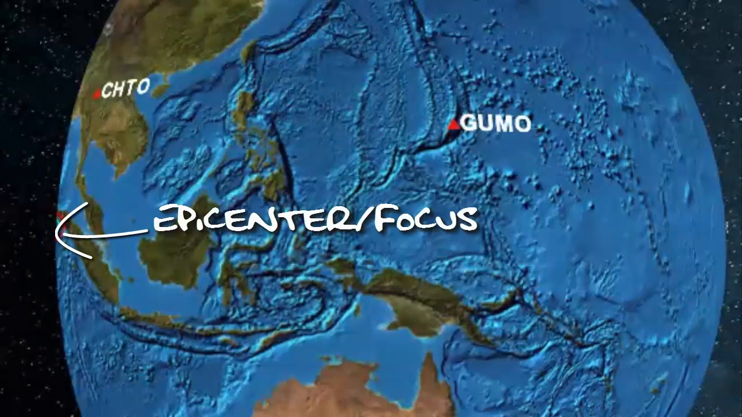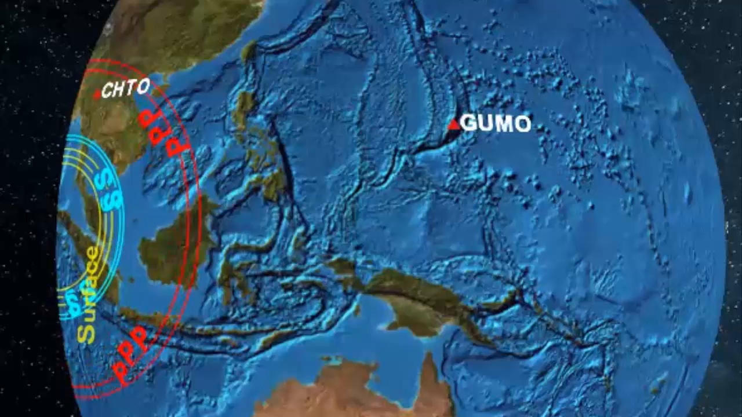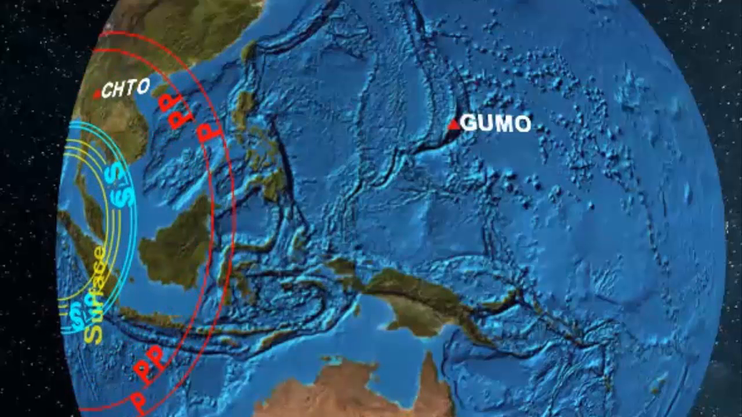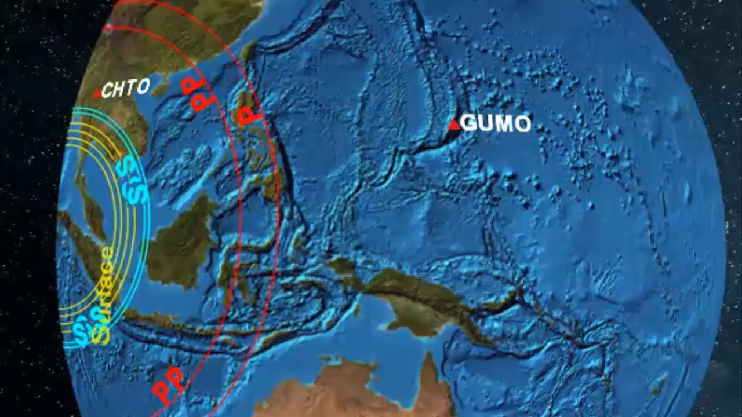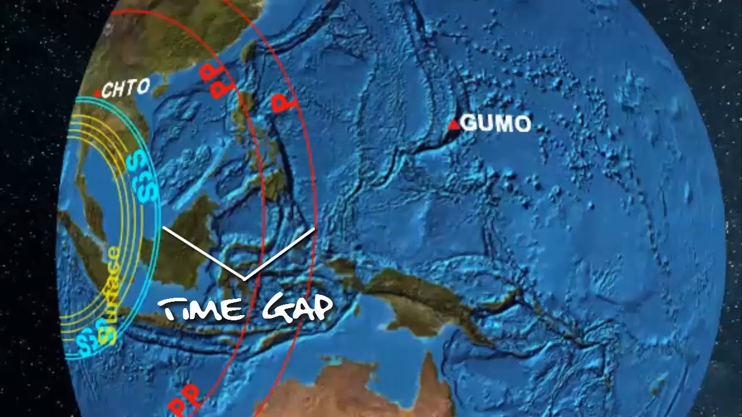So if we could see these waves during an earthquake, they might look something like this. Remember, both the waves leave that focus at the same time, but the farther they go, the farther ahead the P wave gets because it's always faster than the S wave. So when these waves arrive at a location, we can use the time gap between the P wave and the S wave to figure out the distance to the epicenter. We'll learn that at another time.